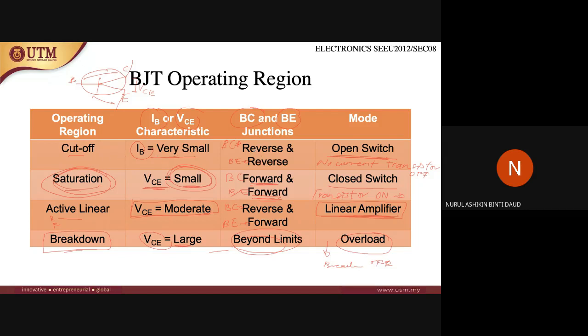Be careful for this, yeah. This is in order. This is BC junction and this is BE junction. Don't get them mixed up. Don't confuse with this, yeah. Especially, I think no problem with cut off and saturation and breakdown, but for active linear, BC is in reverse and BE is in forward.